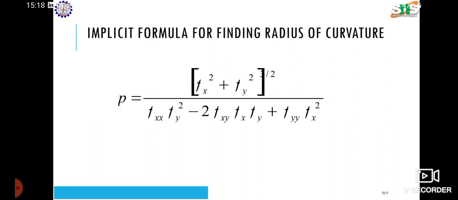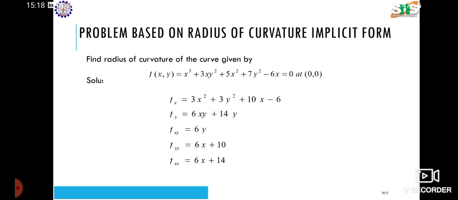Then the third one is that we have to find the radius of curvature when it is implicit. So this is the formula. Suppose you have an equation like: find the radius of curvature of the curve given by f of x comma y equal to this equation at 0 comma 0. 0 comma 0 means the x value is 0 and the y value is 0. Wherever we have x, wherever we have y, we have to put 0. Whatever the value may be, we have to substitute there.